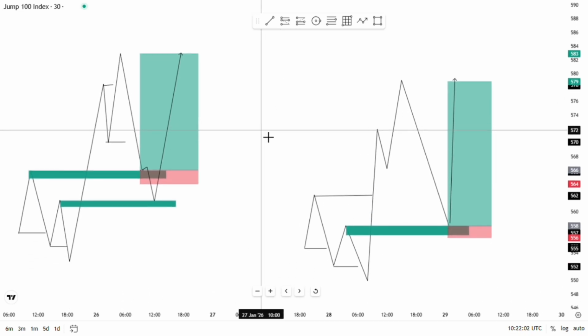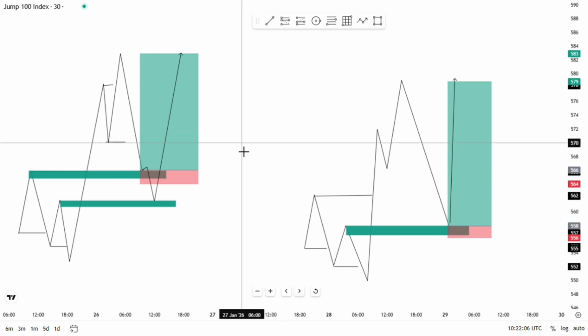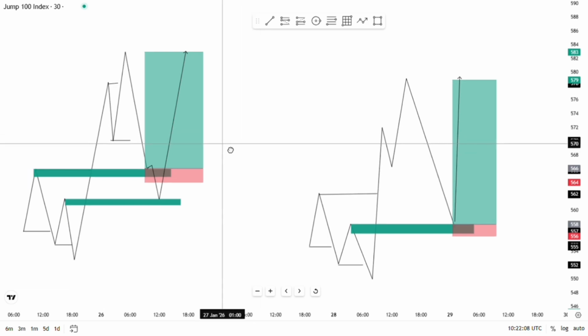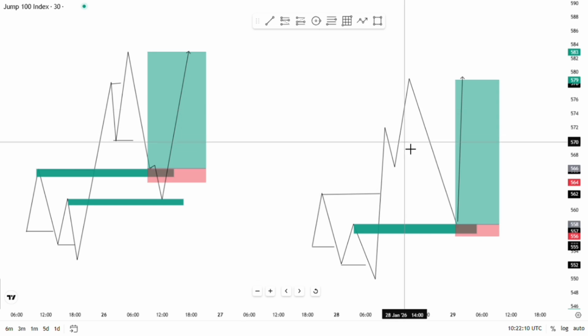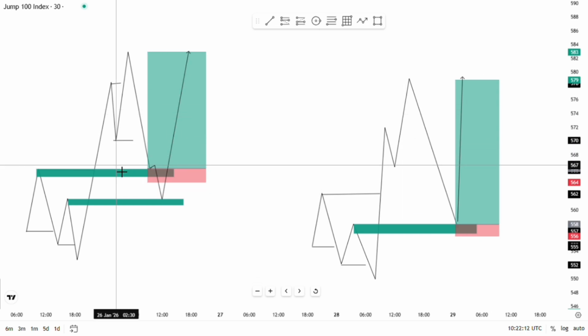So this is what you do once you see this type of breaker block. It's pretty simple. So the thing is pretty simple.